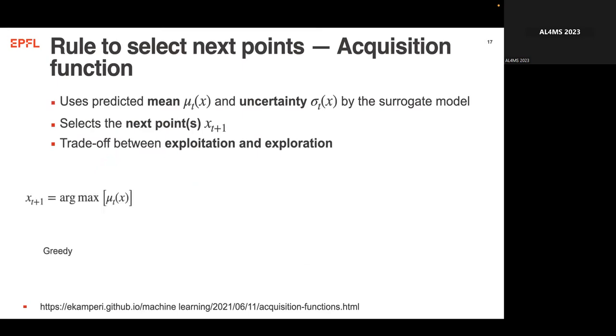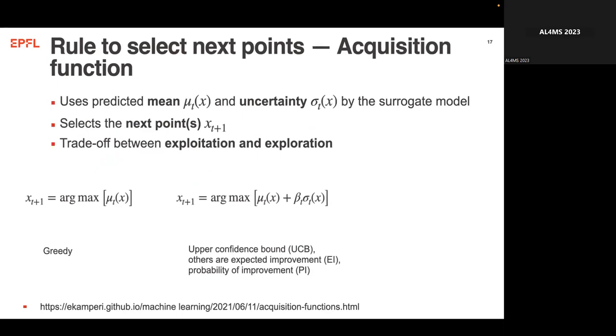You could go to one extreme, fully greedy, where you just look at what is the highest predicted mean. Then you have acquisition functions like upper confidence bound, where you basically have this trade-off in UCB with this beta value that is put on the variance, and you could just go pure exploration on the other end of the spectrum.